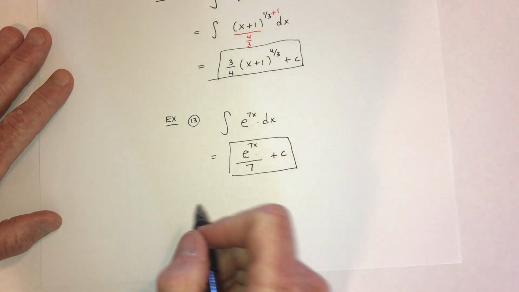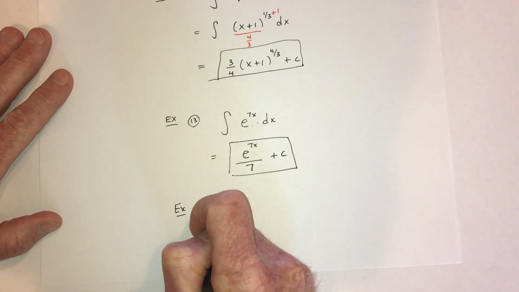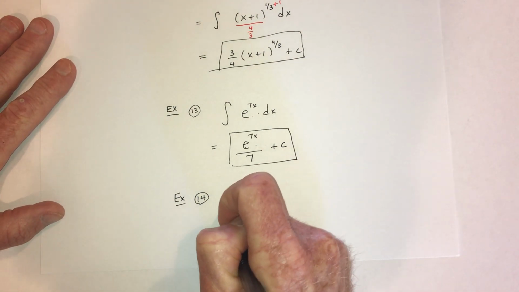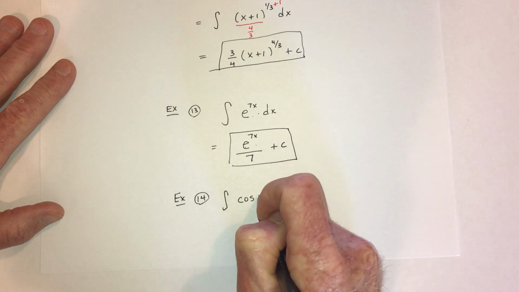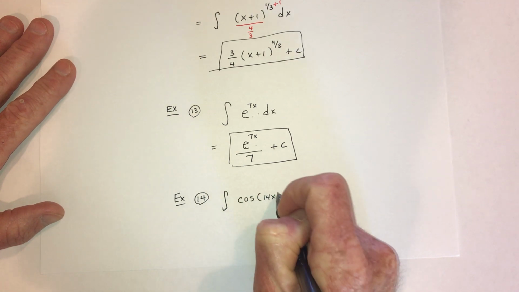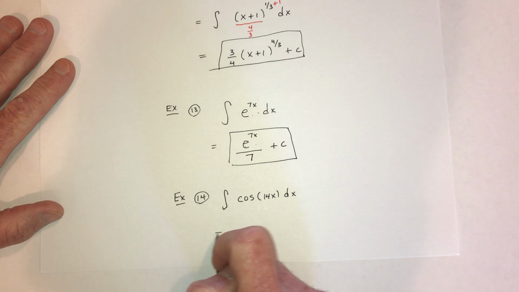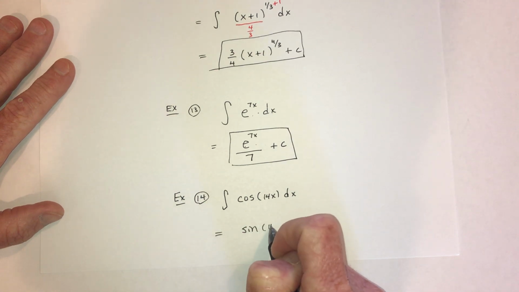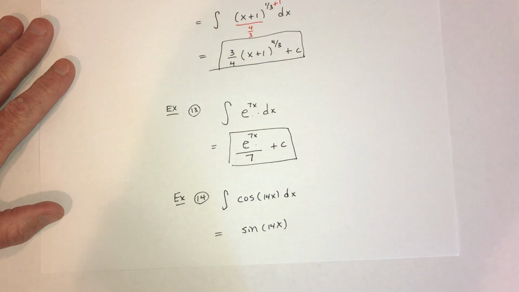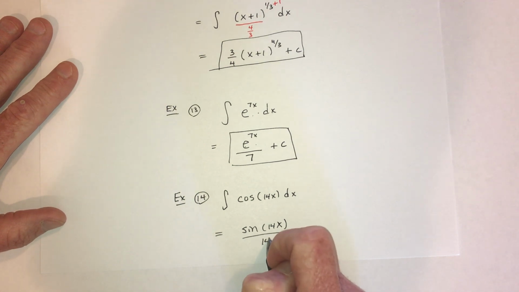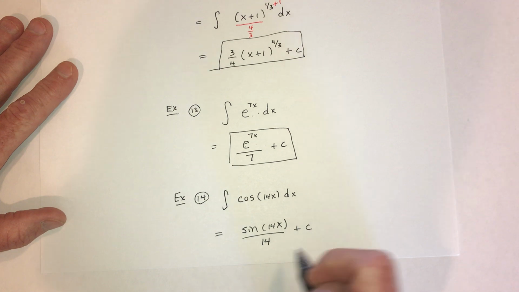Okay, so that's such an important idea. We'll do one last one. Really guys, the last one. So for example number 14, how about if it was cosine of 14x? So the antiderivative of cosine, that is sine. Sine of 14x. The chain rule would say if you're taking the derivative, you multiply by 14. Because we're doing the opposite of derivative, you do the opposite and you divide by 14. And don't forget plus c.